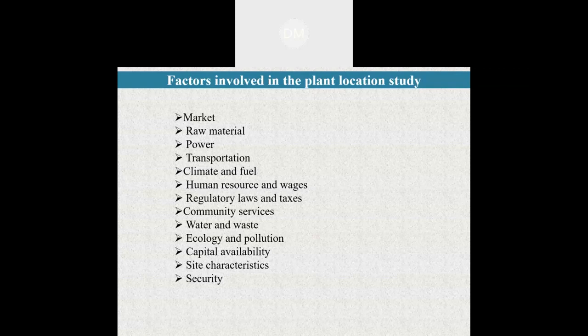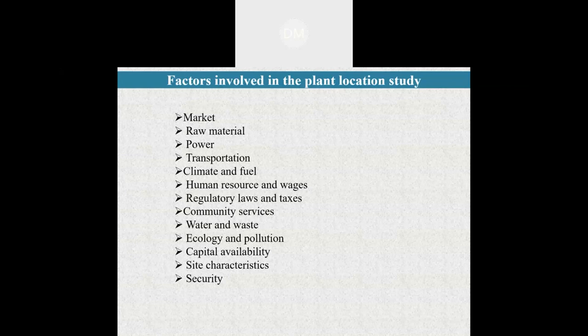Then regulatory laws and taxes for our products. These again depend upon the conditions. Then community services, meaning availability of facilities for people such as schools, colleges, road transportation, rail transportation, air transportation, and malls. So these are the required facilities that should be available.